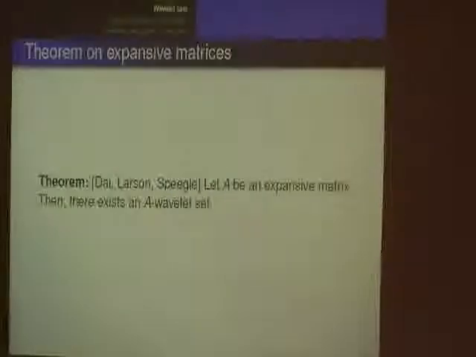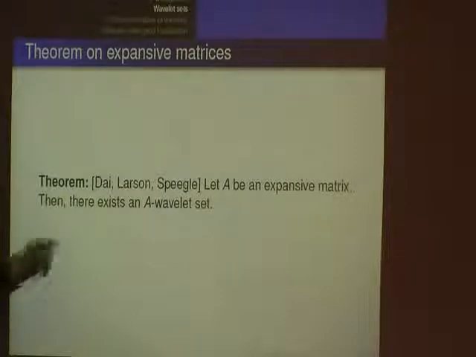So the one theorem that I'll mention here is that if you have any expansive matrix, so remember, I'm not assuming integer values, I'm just assuming that all the eigenvalues are bigger than 1 in modulus, then there always exists an A wavelet set. Okay. And the proof of this is an iterative procedure, a little different than the one I showed you, but it's a family.